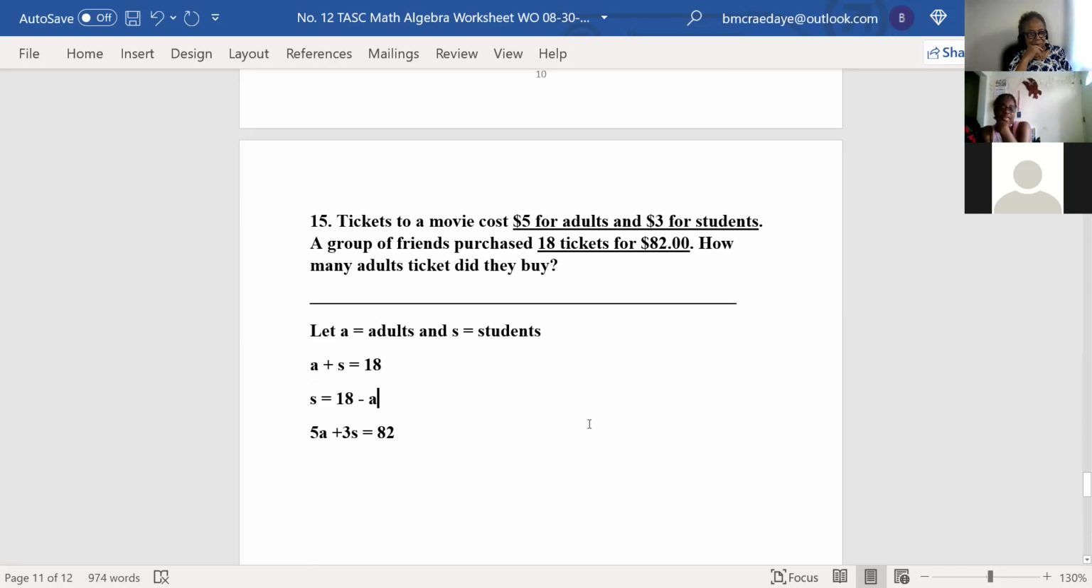Therefore, if you have S equal to 18 minus A, you can have A equal to 18 minus S. Well, if S is 18 minus A, can I substitute this equation into the other one?